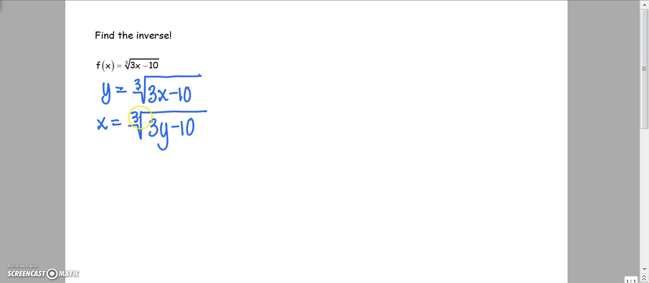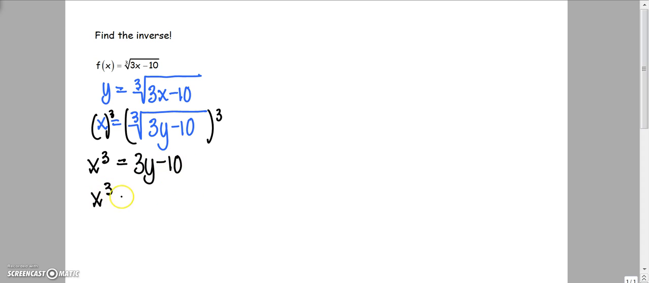So in this case, to undo the cube root, I will cube both sides, and that cancels the cube root, and I just have a 3y minus 10. And then I will add the 10 over, because again I am solving for y. And then I will divide both sides by 3.